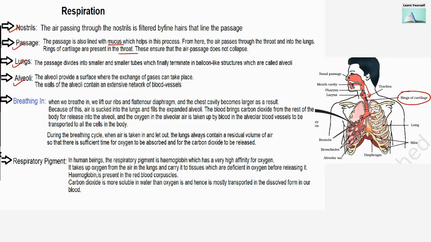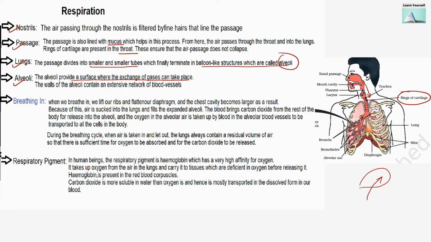The passage divides into smaller and smaller tubes which finally terminate in balloon-like structures called alveoli. Alveoli are balloon-like structures which get filled up once the air gets into them, and they are responsible for gaseous exchange. Alveoli provide a surface where the exchange of gases can take place. Through the surface of the alveoli, gaseous exchange will happen.